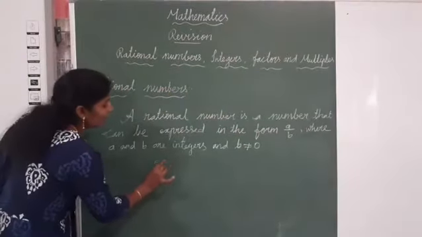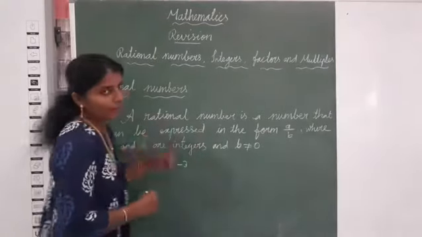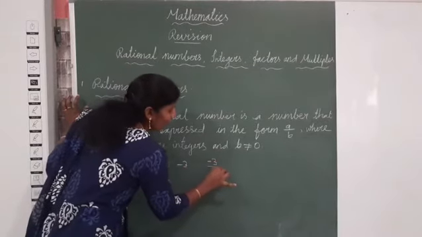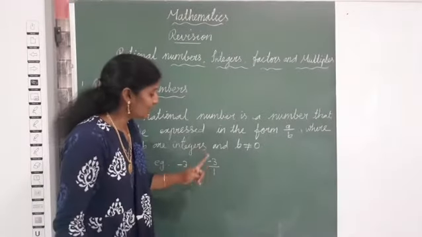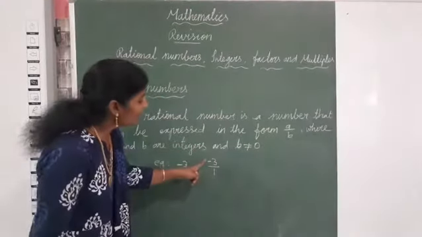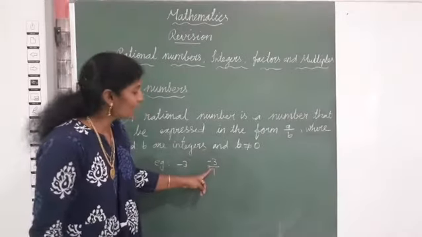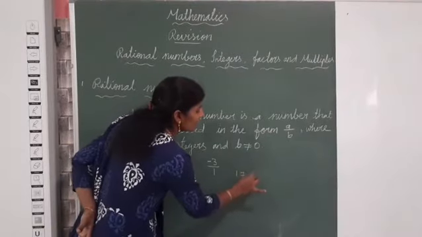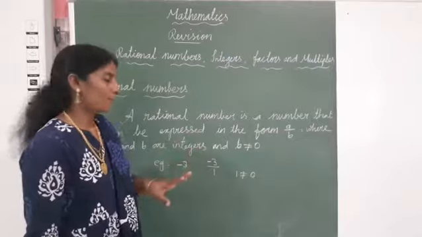For example, now here minus 3. How can you write in a by b form? Now here minus 3 by 1. Here what is the numerator? Minus 3. Denominator? 1. Minus 3 and 1 are integers. But here 1 not equal to 0. So minus 3 is a rational number.